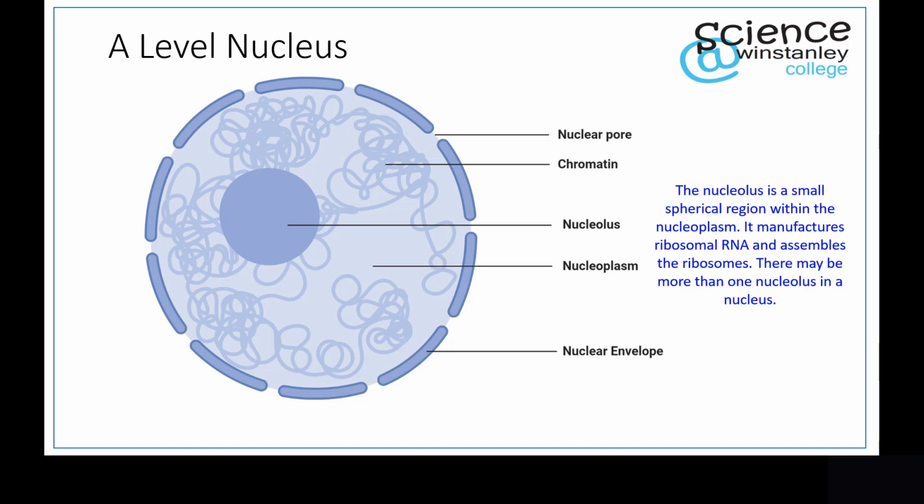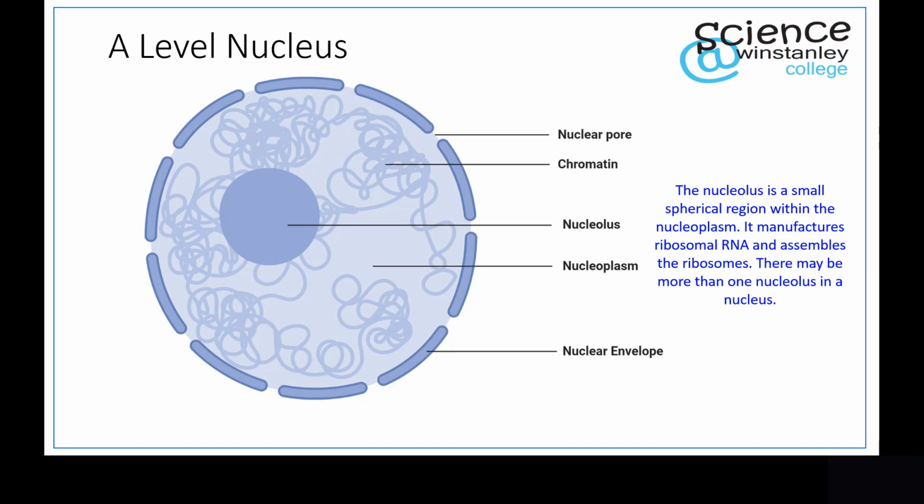Okay, and then we have the dark spot in the center. This is called the nucleolus. And I'm sure from GCSE, you will remember, as I said earlier, that you sometimes will find ribosomes present in the cytoplasm of a cell. Well, this is where those ribosomes are actually formed. They're made in the nucleolus.